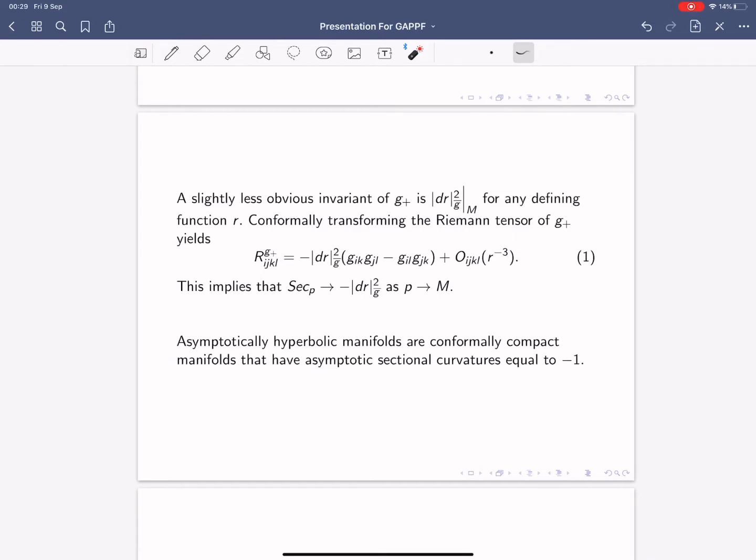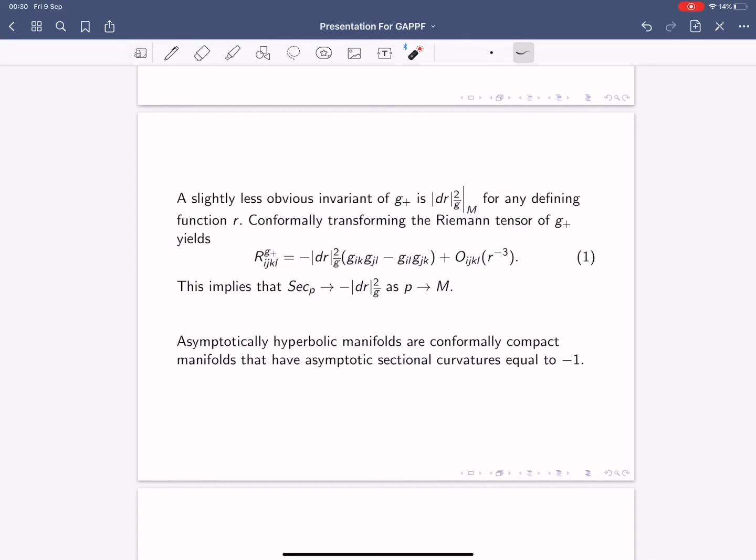And in fact, conformally transforming the Riemann tensor of G plus gives you this for the components. And this term goes to 0 as you approach the boundary. So this says that the Riemannian curvature approaches the curvature tensor for a constant curvature metric as you go towards the boundary. So this implies the sectional curvature approaches minus the norm squared of dr with respect to G bar as P approaches M.